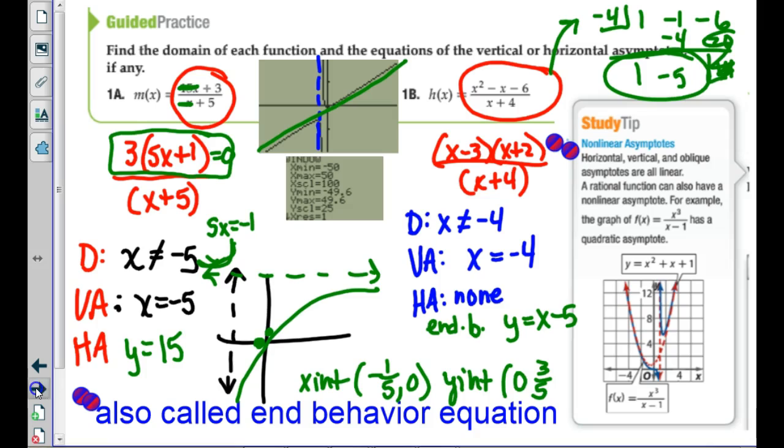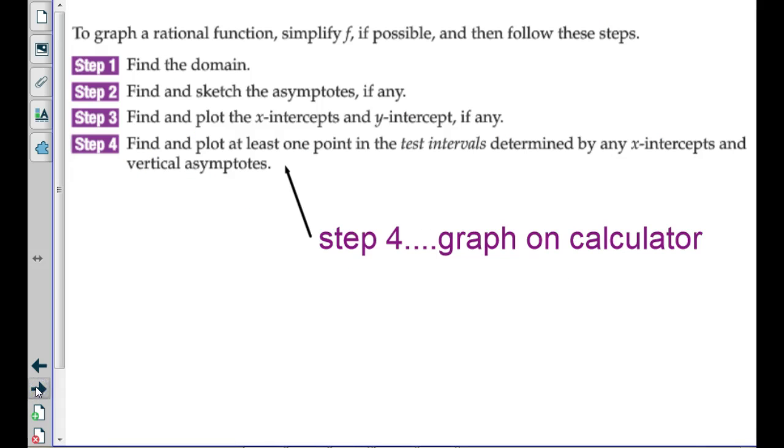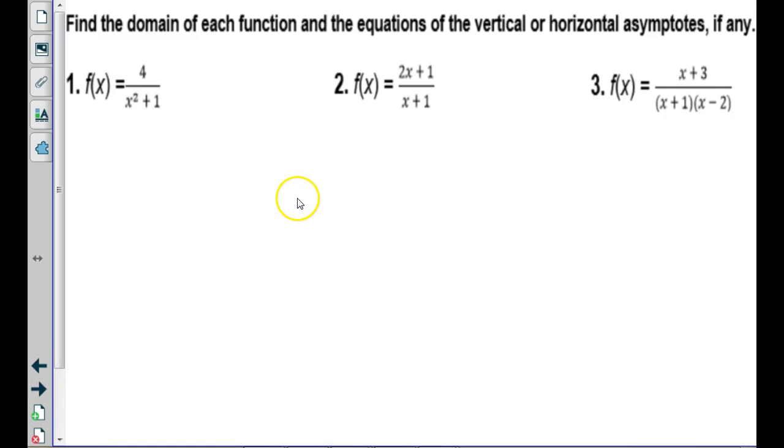Let's go on and do one that you actually have. So the steps are to find the domain, sketch your asymptotes, find the intercepts, and then graph it on your calculator. For these, we aren't even asked to graph. You have these 3? Is this on the back? Okay, let's just talk about horizontal, vertical asymptotes and domain. That's all it asks about.